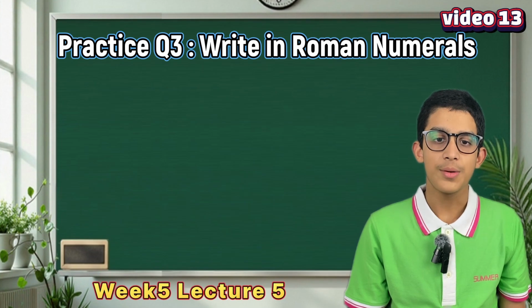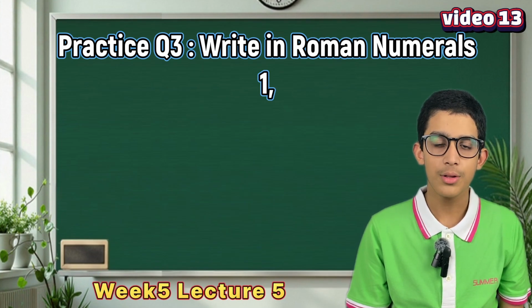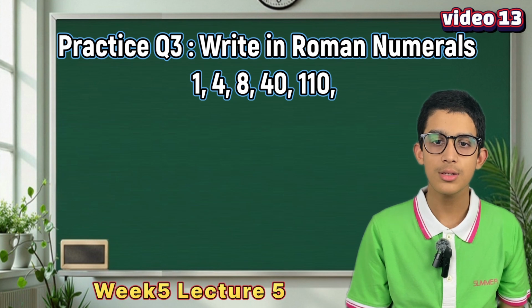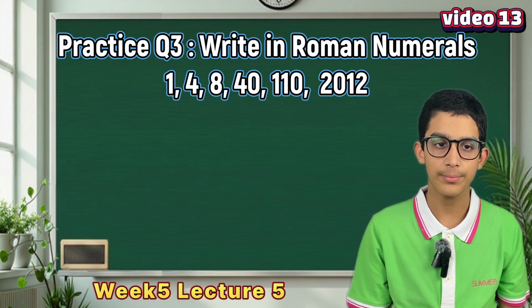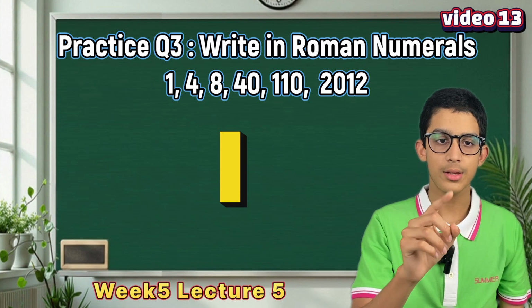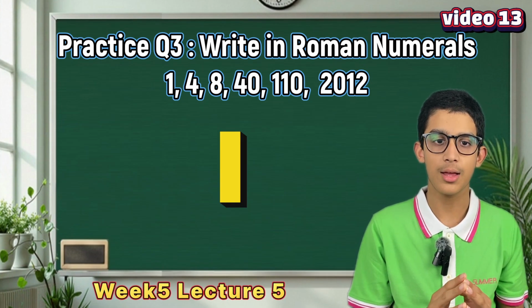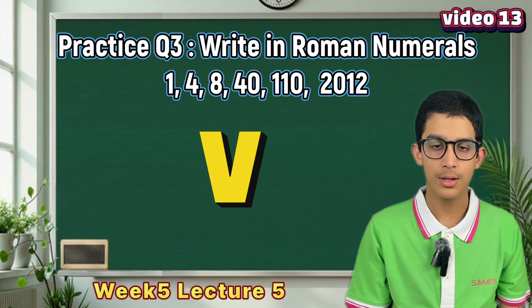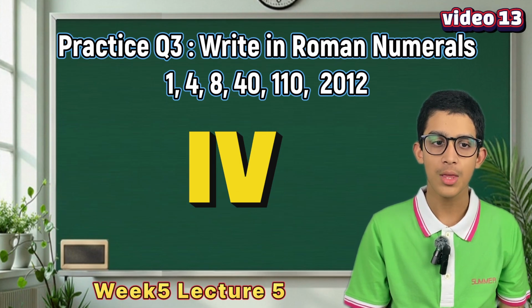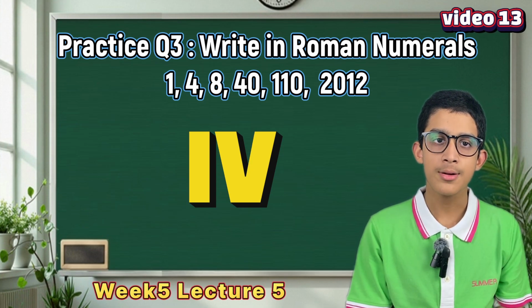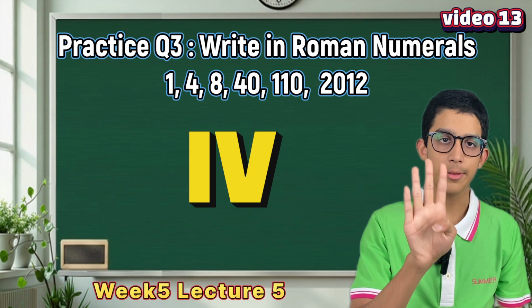Practice question 3. Write in Roman numerals 1, 4, 8, 40, 110, and 2012. 1 is easy. Just write 1 as capital I. For 4, we write V as 5, then 1 behind V. Putting smaller numbers behind the big numbers is subtraction. So 5 minus 1 is 4.